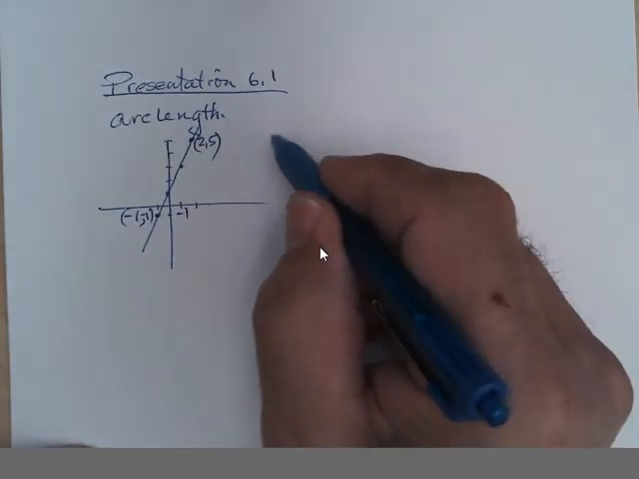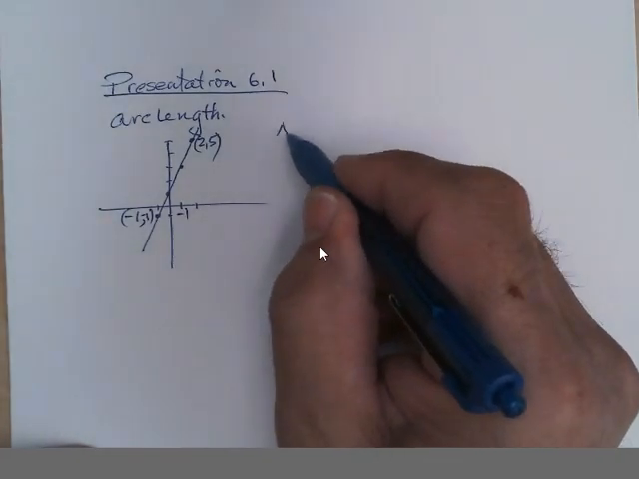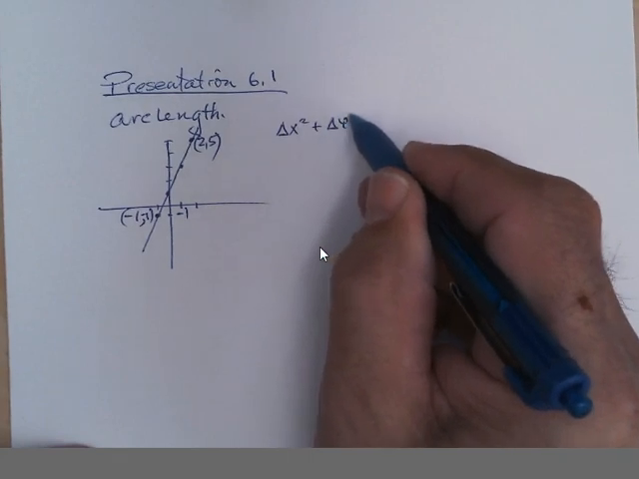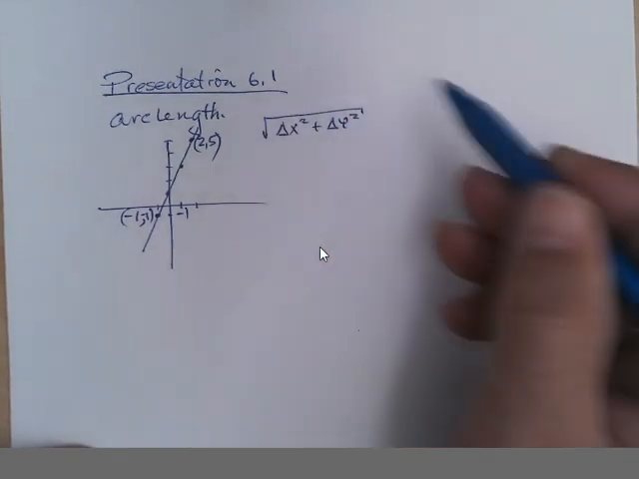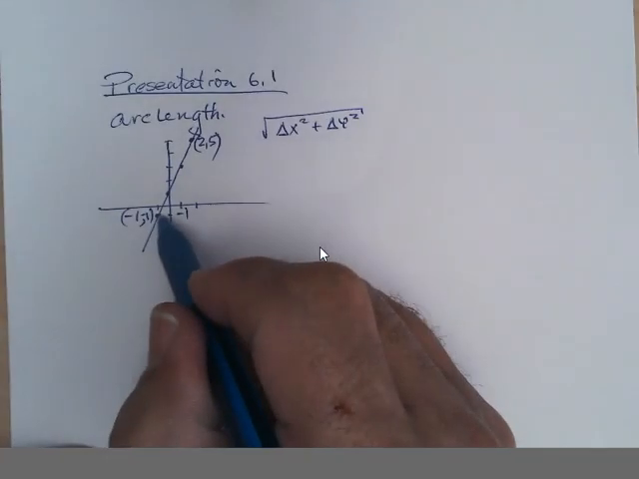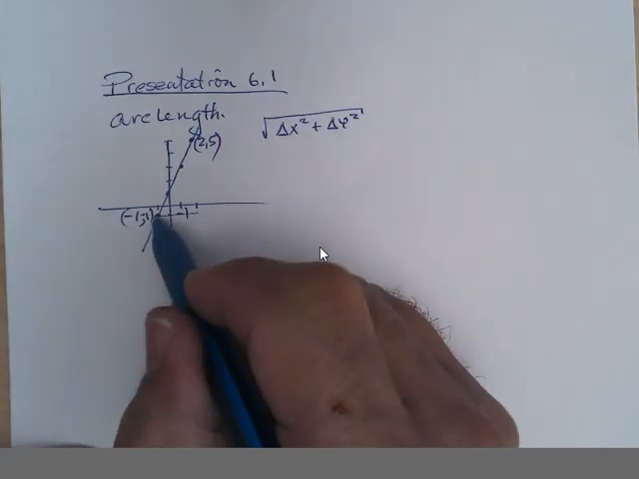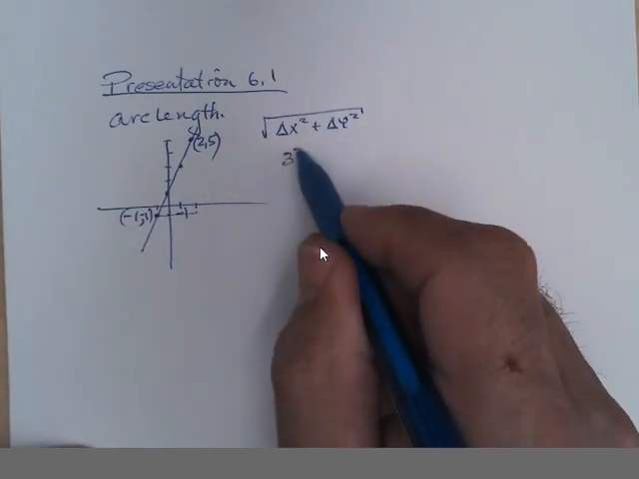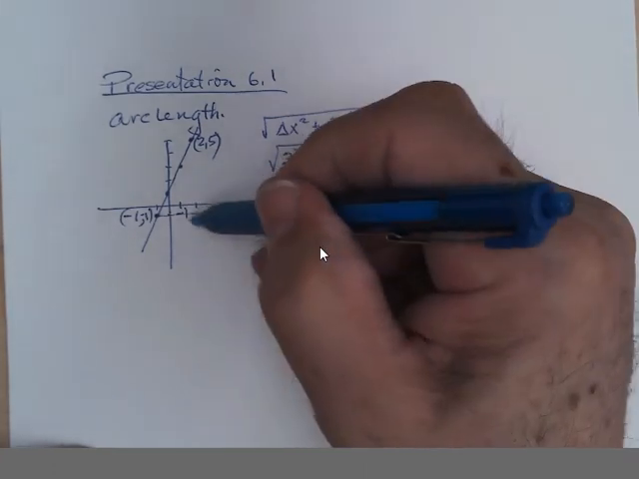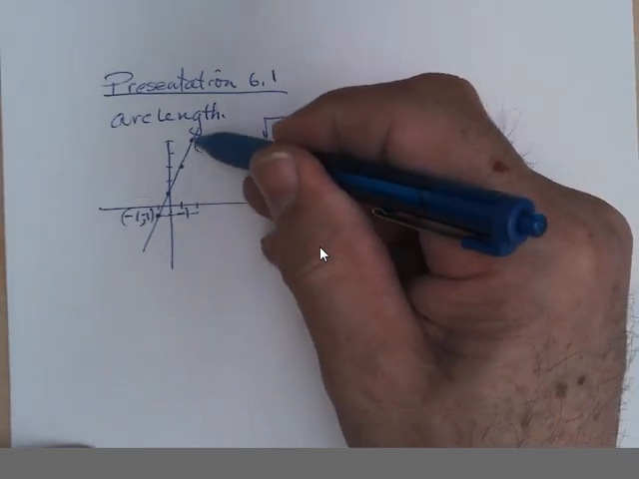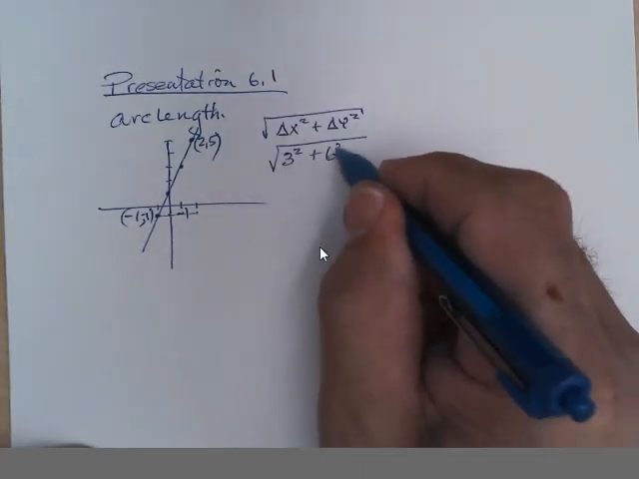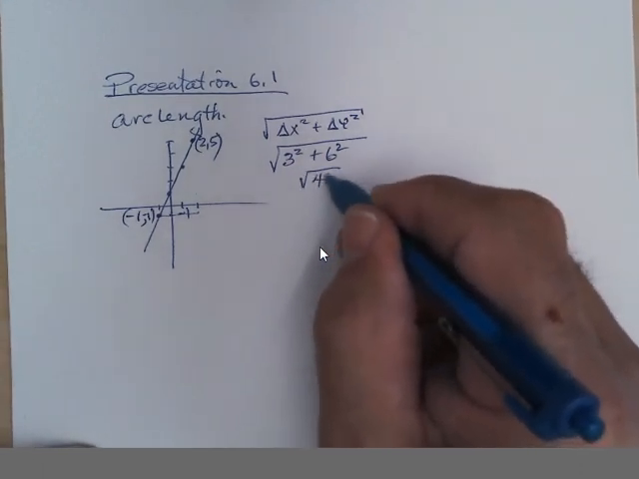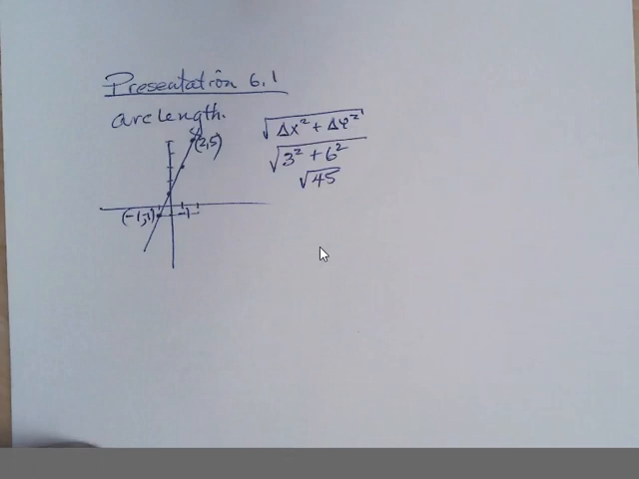Some people in the class said, well, that's the change in x squared plus the change in y squared, square root. Pythagorean theorem. The x changed by 1, 2, 3. The y changed by 2, 4, 6. And so we got 9 plus 36, square root of 45 is the distance between them.